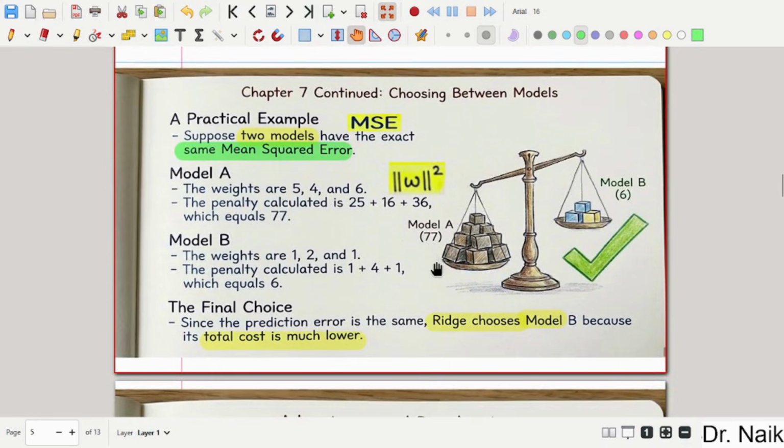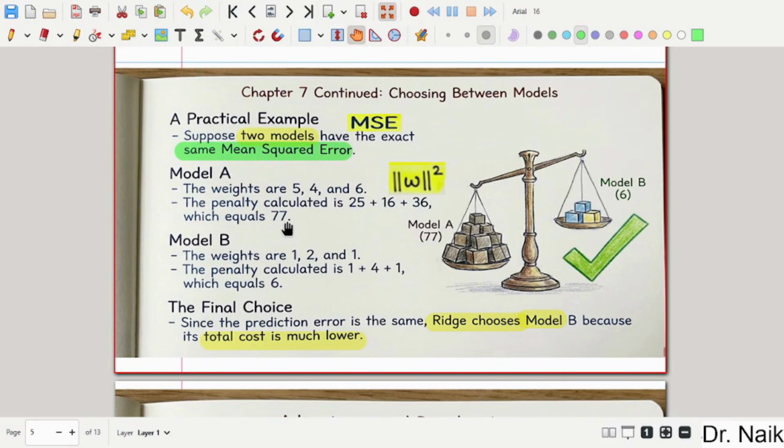Now consider a practical example. Suppose we have two models, model A and model B. Both models have the same mean square error, that is MSE is the same for both, and the weights for model A are 5, 4 and 6. Now let us calculate the penalty, that is the norm square of W: 5 square is 25, plus 4 square is 16, plus 6 square is 36. So 25 plus 16 plus 36 is equal to 77.